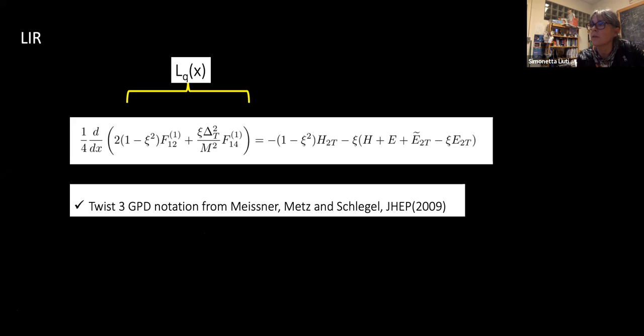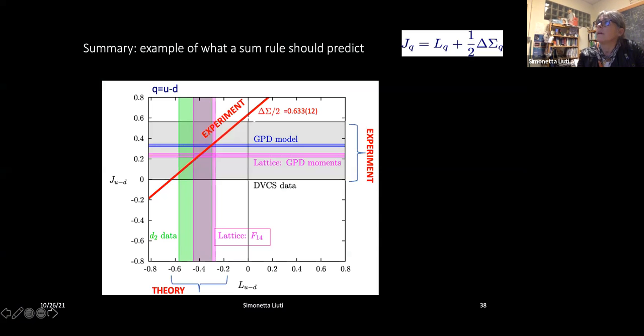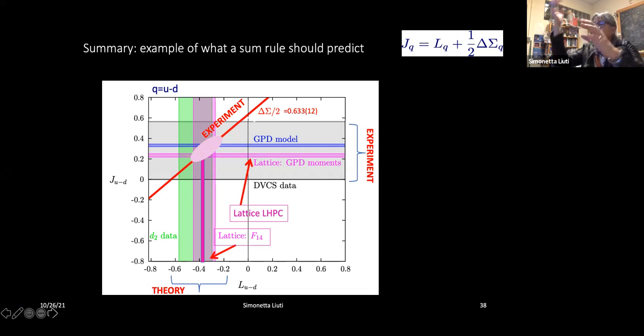So we have an analogous sum rule, and we're in the process of sending this out for publication. So this result is new. Again, we are able to identify the twist 3 GPD that defines a transverse spin. How does this all get together? Let me put all the pieces here. This was supposed to be animated, but let me just show it in one slide.